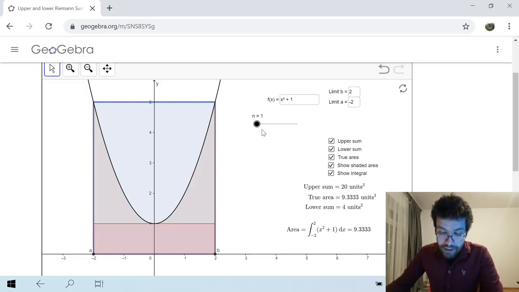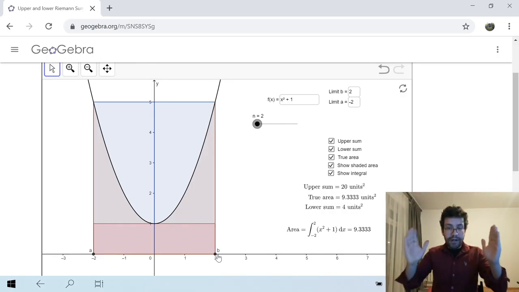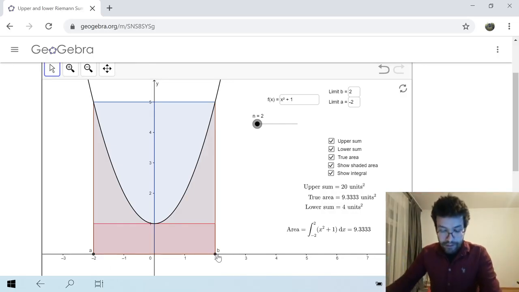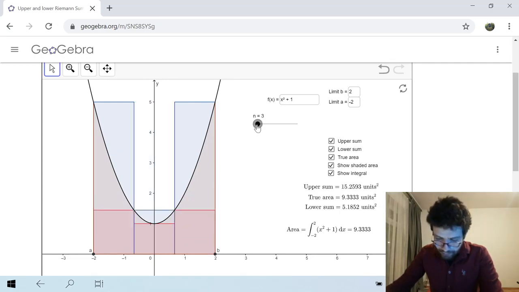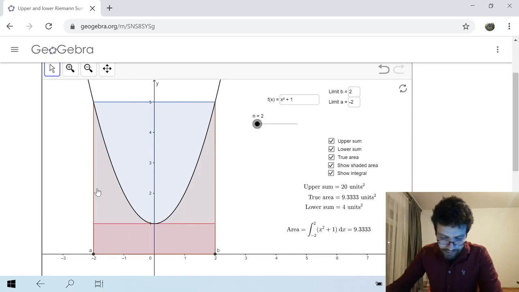If I use only one interval in my partition, so my partition only consists of 2 points, the area of this big blue rectangle is the upper Riemann sum. The area of the red rectangle is the lower Riemann sum. Now if I use 3 points, so I partition my interval into two subparts, again this will be the upper Riemann sum, and the area of this will be the lower Riemann sum.